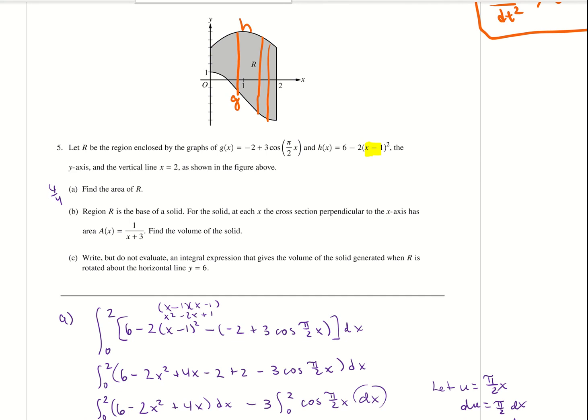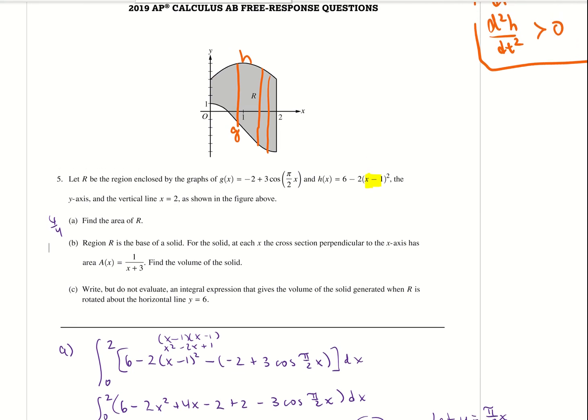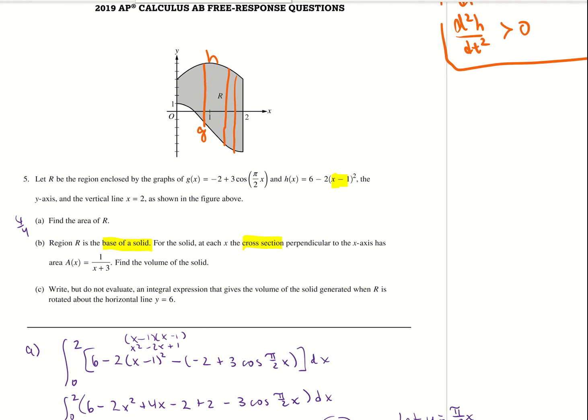All right, let's try part B. B, region R is the base of a solid. Okay, so this looks like this is going to be cross sections. Notice, so this is where we do the volume with known cross sections. Okay, let's see what we've got. At each x, the cross section perpendicular to the x-axis. This is telling us that this is going to be dx. Has this area. So this is interesting.